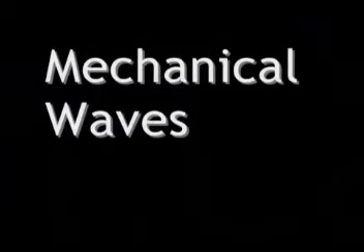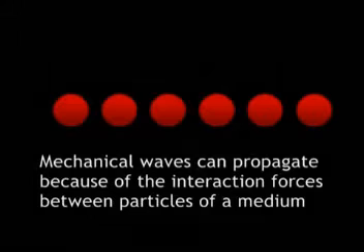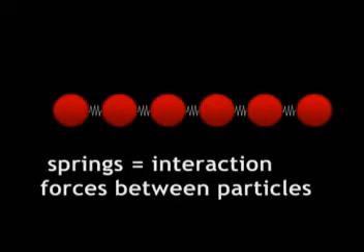Waves, which require a material medium for their propagation, are called mechanical waves. For the next part of this presentation, I will use the term waves to refer to mechanical waves. Waves are able to propagate through a medium because of the interaction forces between the particles of the medium. These particles could be atoms or molecules. To understand wave propagation, it is good to imagine the particles of the medium as connected by springs. The springs may represent the interaction forces between the particles of the medium.